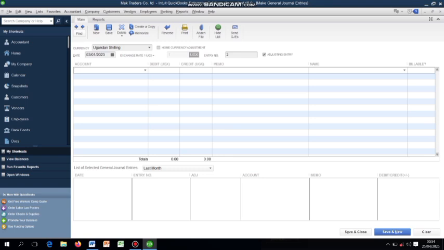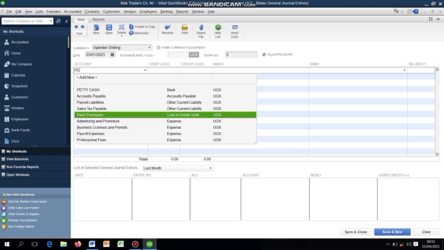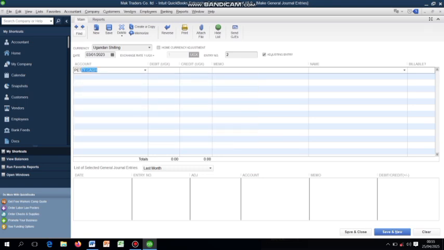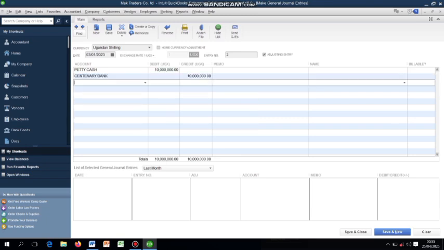So what happened on the 3rd of January? You withdrew money. So meaning if you withdraw money from the bank, the bank is credited, so I'm going to debit the petty cash because it was for business use. I'm going to debit it with 10 million. Then I will credit the Centenary Bank. Still on 3rd.